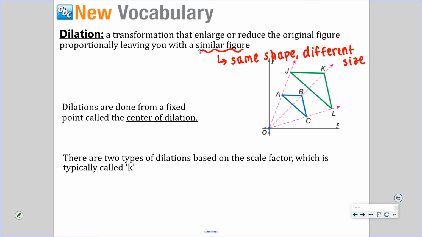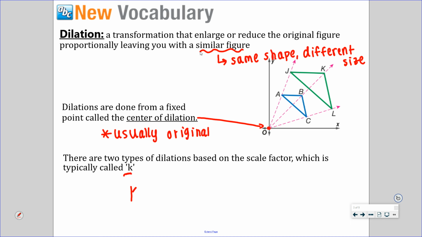Dilations are done usually from a fixed point. In geometry, we're just pretty much going to use the origin for that. It's usually the origin, not always. But you can kind of see that right here, the center of dilation. What we're more going to work with is the scale factor because we've been talking a lot about ratios and proportions and scale factors of similar polygons. So the 2 types, whether it's going to be an enlargement or a reduction, depends on what your scale factor is. They use the variable k for our scale factor in dilations.